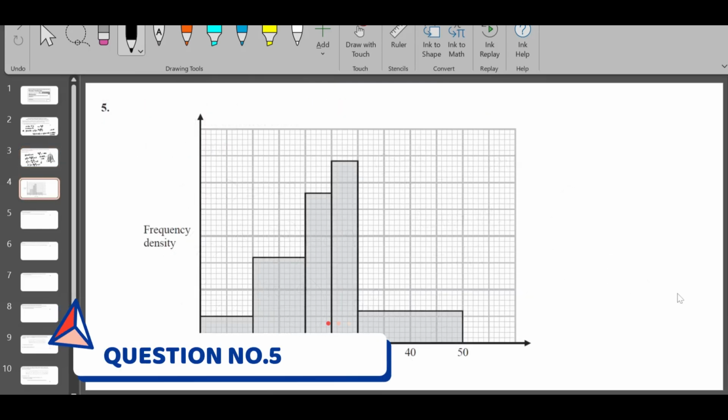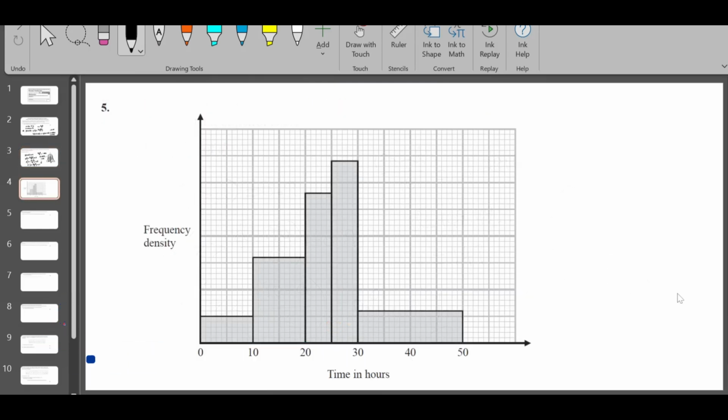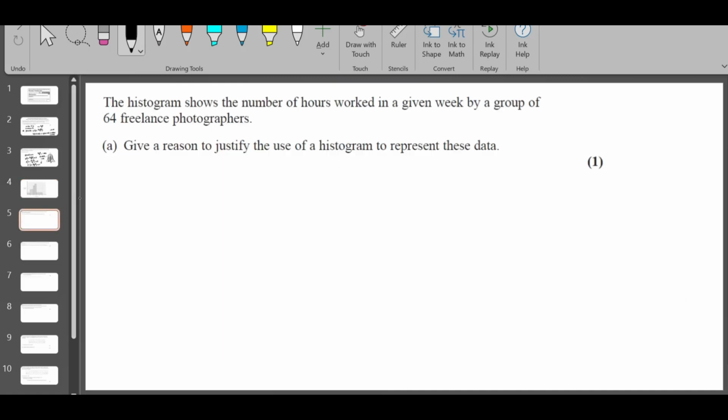Let's look at question number 5. We have a histogram given, time in hours and frequency density. The histogram shows the number of hours worked in a given week by a group of 64 freelance photographers. Part A is a 1-mark question. Give a reason to justify the use of a histogram.